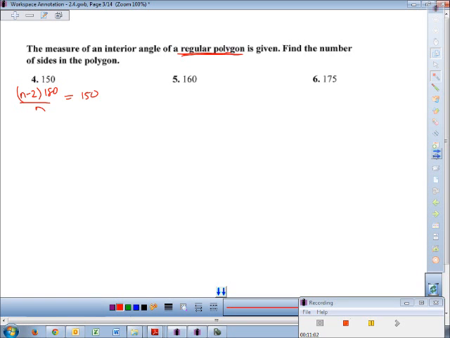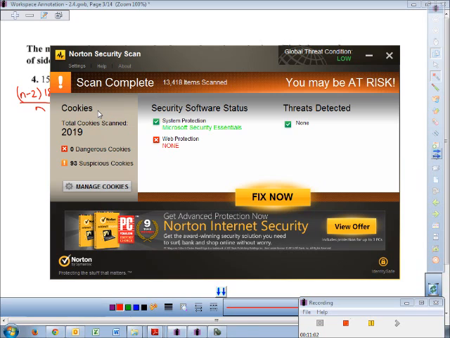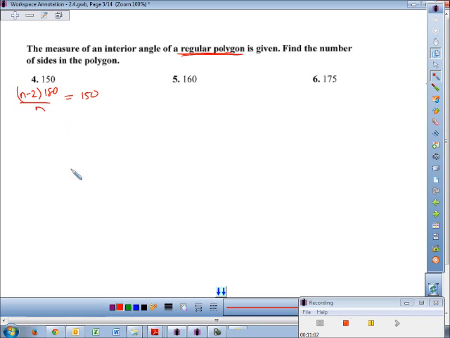And isn't that what n stands for? N is the number of sides. So we don't need a security alert. We will just solve this problem instead. Let's get rid of the ugly part. Isn't there a divide by n in this bad boy?